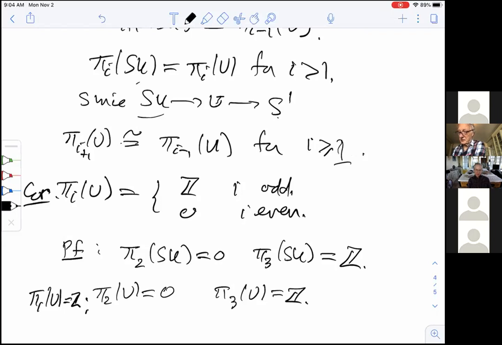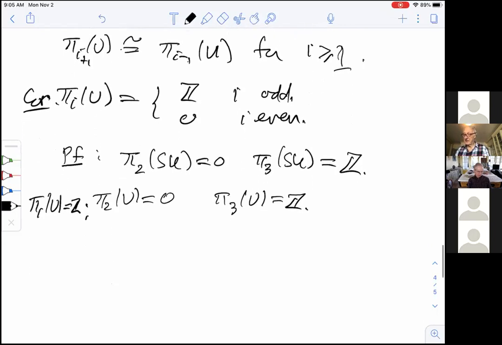So pi 0 of U is pi 2 of U, pi 1 of U is pi 3 of U, pi 3 of U is pi 5 of U, pi 5 of U is pi 7 of U, and so on. So there's a 2-periodicity in the unitary groups.